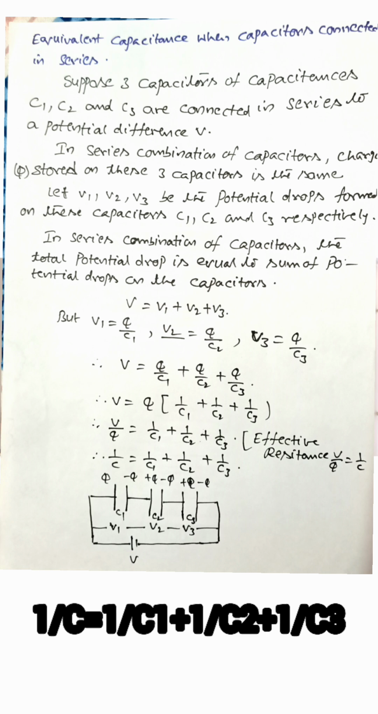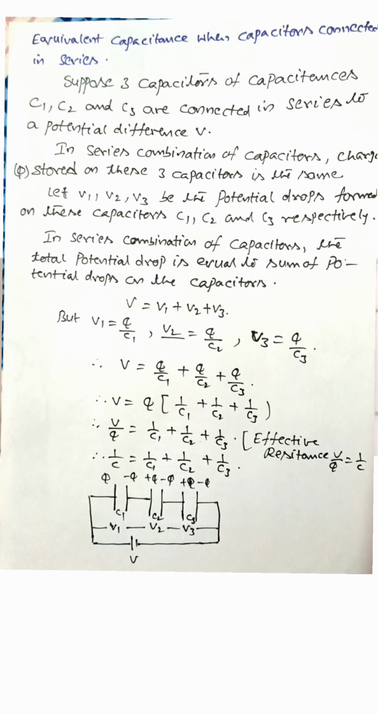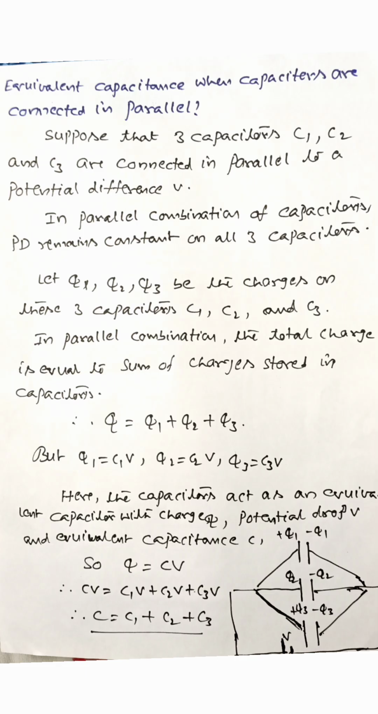So, the equivalent capacitance when capacitors are connected in series is 1 by C is equal to 1 by C1 plus 1 by C2 plus 1 by C3. Therefore, it can be understood that in series combination of capacitors, the reciprocal of effective capacitance is equal to the sum of the reciprocals of individual capacitances. Now we are going to see the equivalent capacitance when capacitors are connected in parallel.